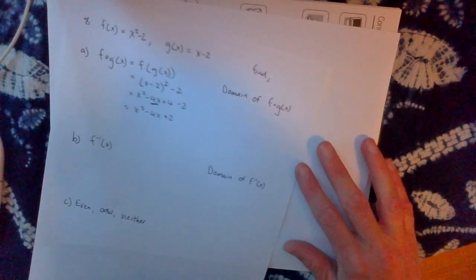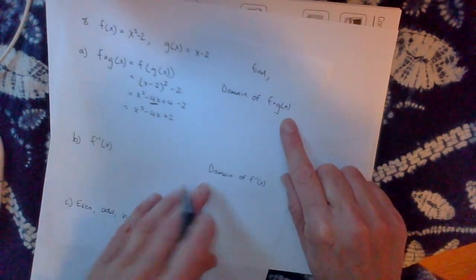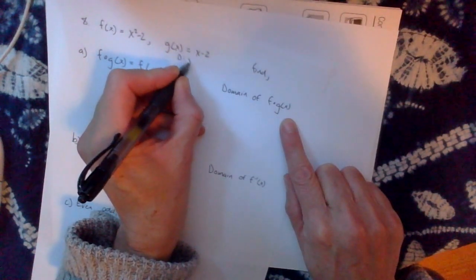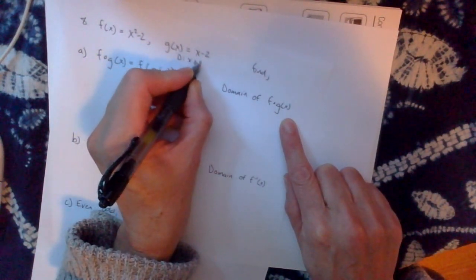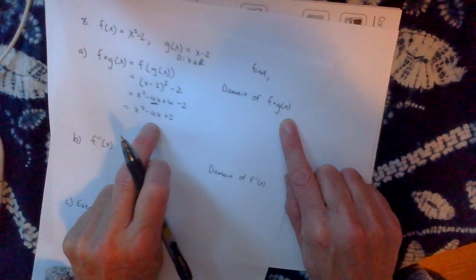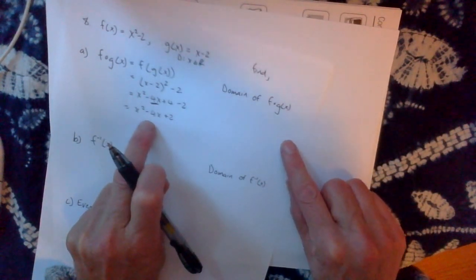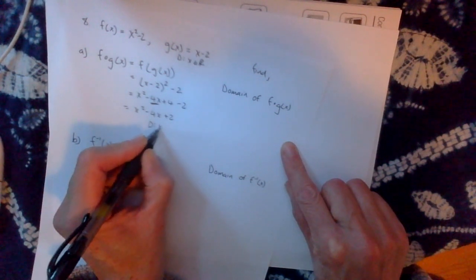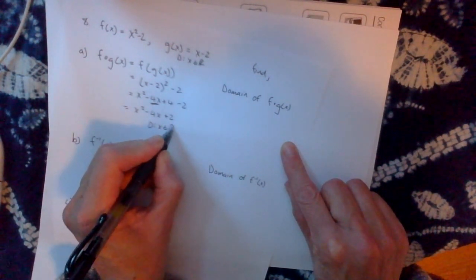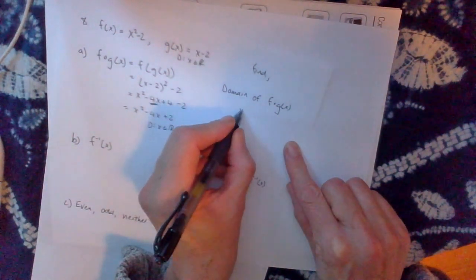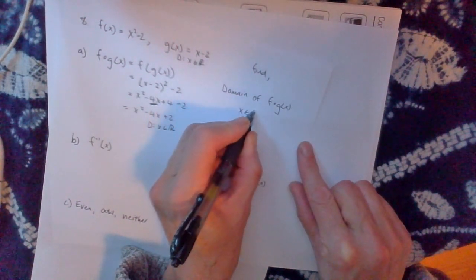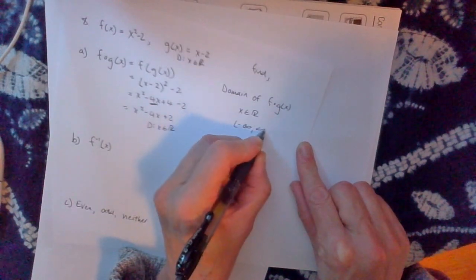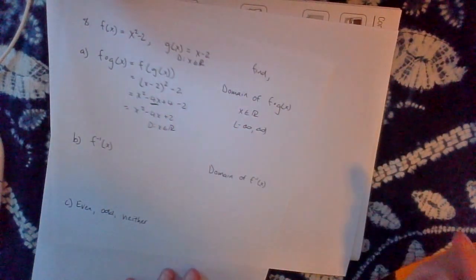x squared minus 4x plus 4 minus 2 is plus 2. What's the domain of the composition? The domain includes the domain of the inner function, x can be anything, and the domain of the composition, which is still x can be anything. So what's the domain of the composition? x is anything, or from negative infinity to positive infinity.